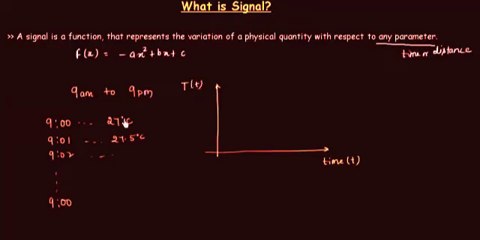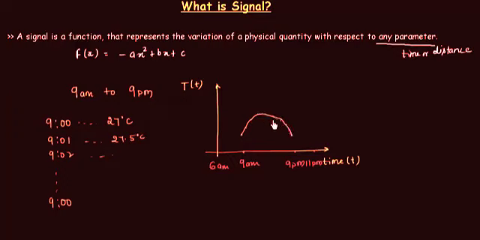Now we can plot these values. Let's say our origin is 6 a.m. and this point is 11 p.m. This is 9 a.m. and this one here is 9 p.m. So we will just show the temperature for the different times, and let's say it comes like this, and then we can join these points and we will have our function like this.